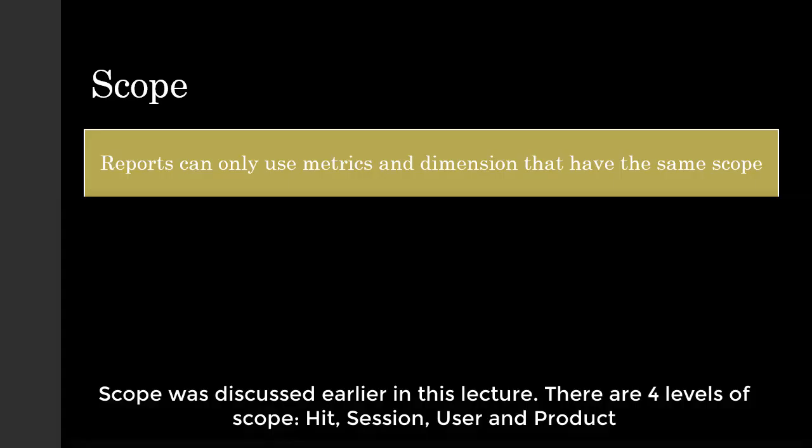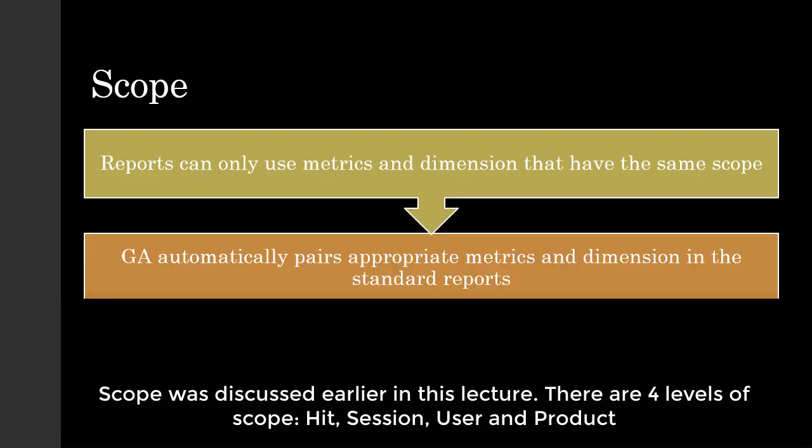In your reports, you can only use metrics and dimensions that have the same scope. Google Analytics automatically pairs appropriate metrics and dimensions in the standard reports.